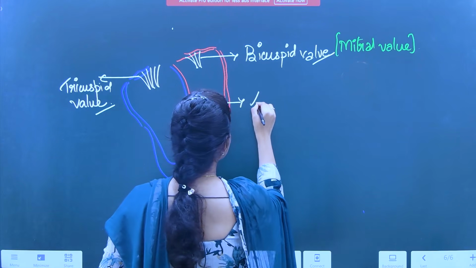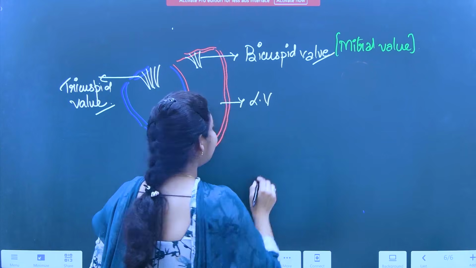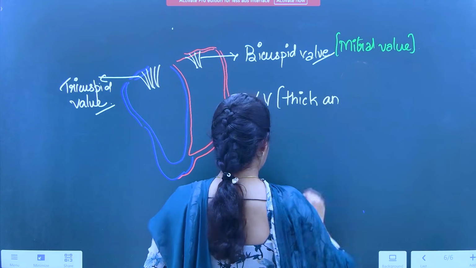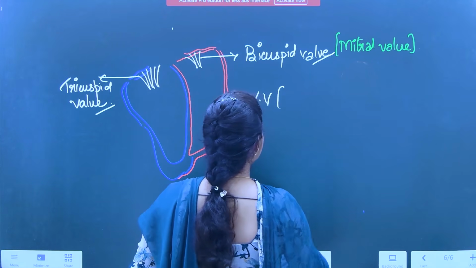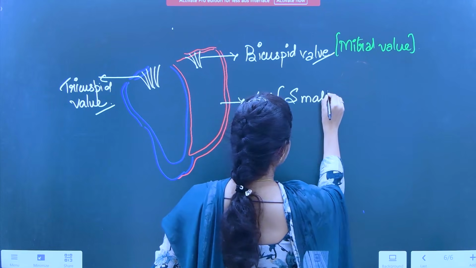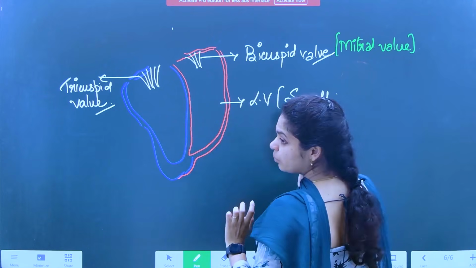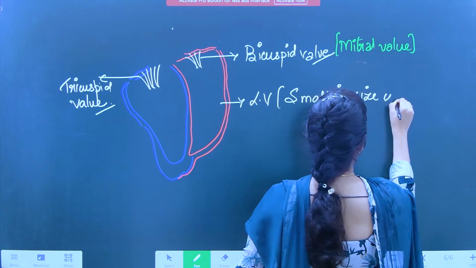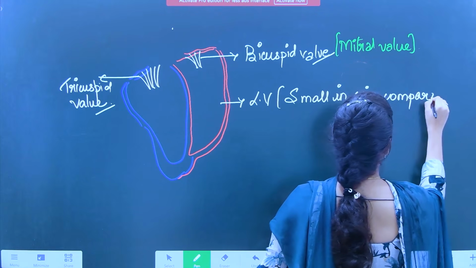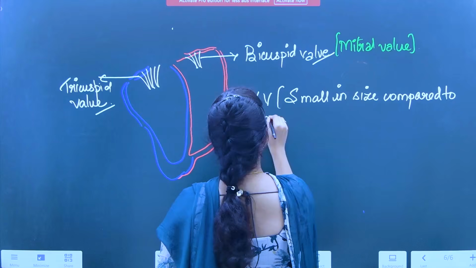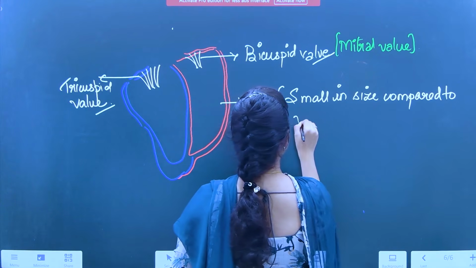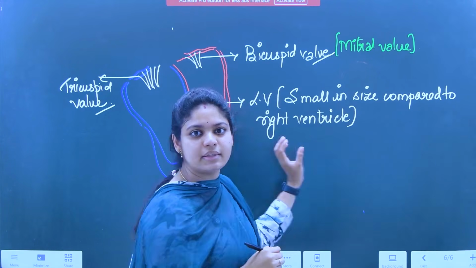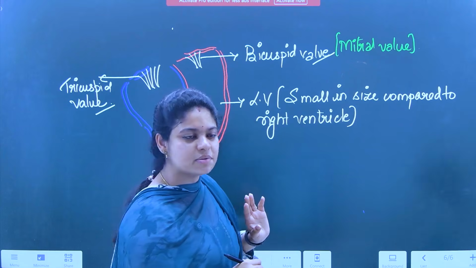Now, remember that this was nothing but the left atrium, and this was the ventricle, right? The left ventricle is small in size compared to the right ventricle. Can you see I have drawn it smaller than the right one? Why is it small in size? Because the heart is slightly tilted towards the left. That is the reason why it is small in size.